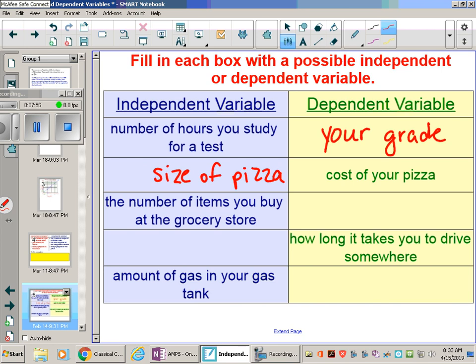All right, the next one, the number of items you buy at the grocery store. So if that's your independent variable, what happens once we know how many items we're going to buy? Well, things that depend on that might be the cost of your groceries, or how many bags you're going to fill, or whether you're going to have to carry your groceries home, or get an Uber, or drive home, or something like that. So your dependent variable then might be something like the cost of your groceries.